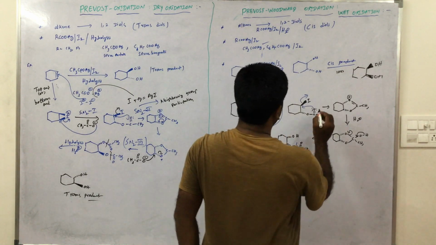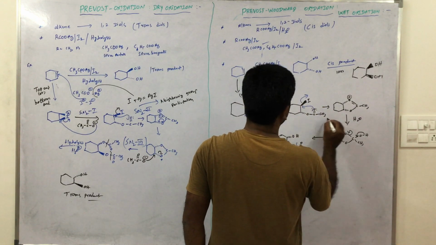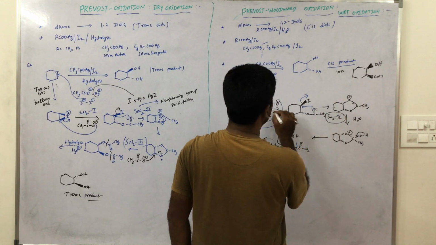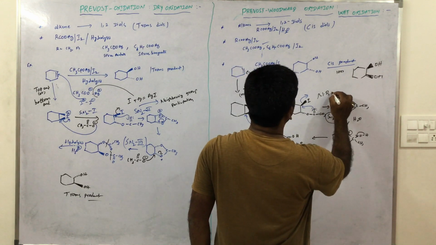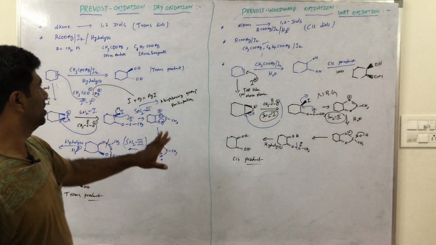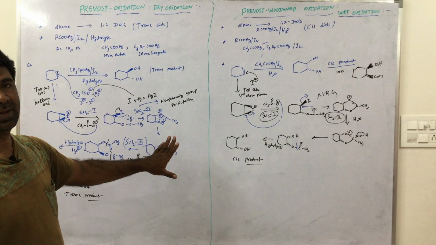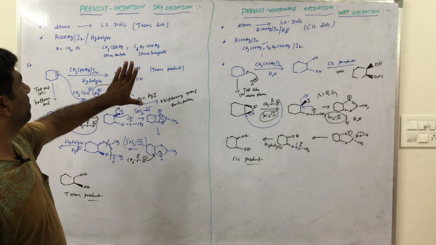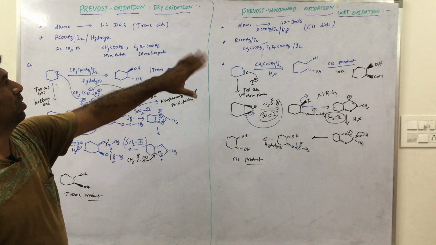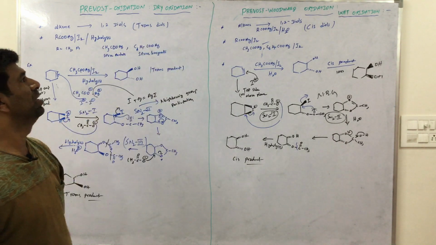Okay, here SN2 reactions occur 3 times, here only 2 times. Here SN2 one, this is SN2 two times. Here also neighboring group participation. Clear? Do you understand? Okay. This is the main difference between Prevost oxidation and Prevost Woodward oxidation, and other terminology is dry oxidation and wet oxidation also.